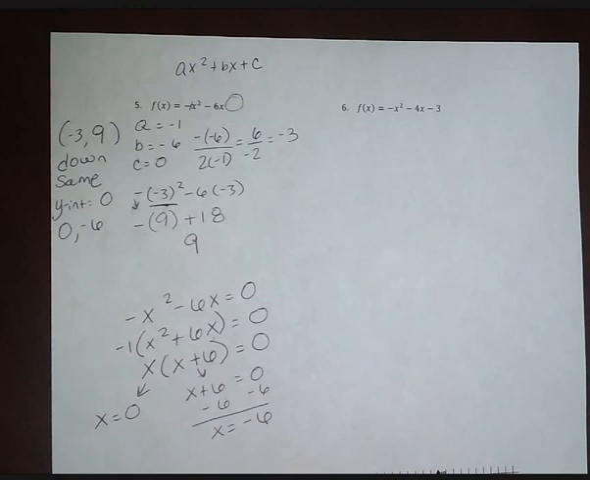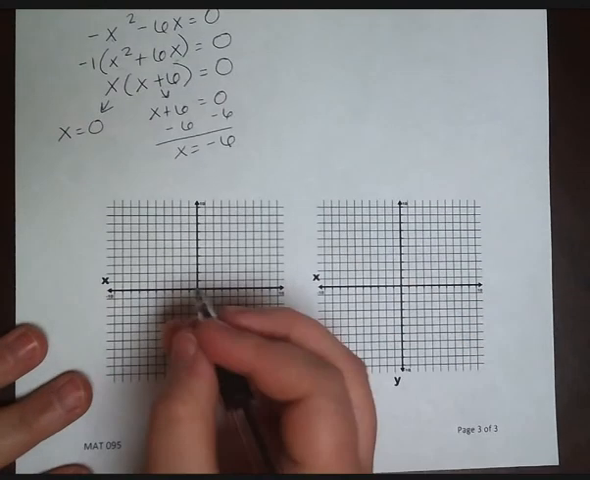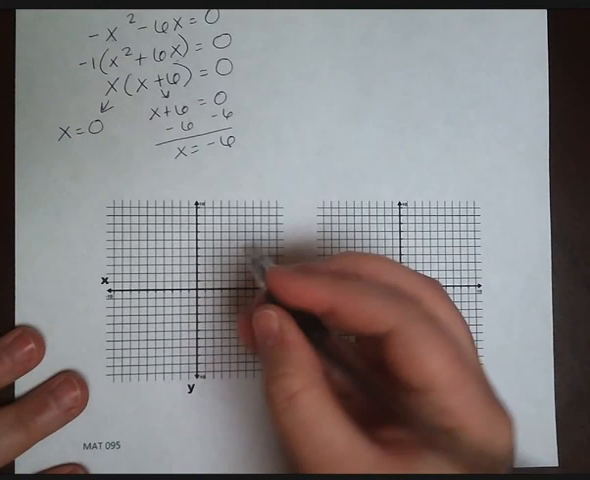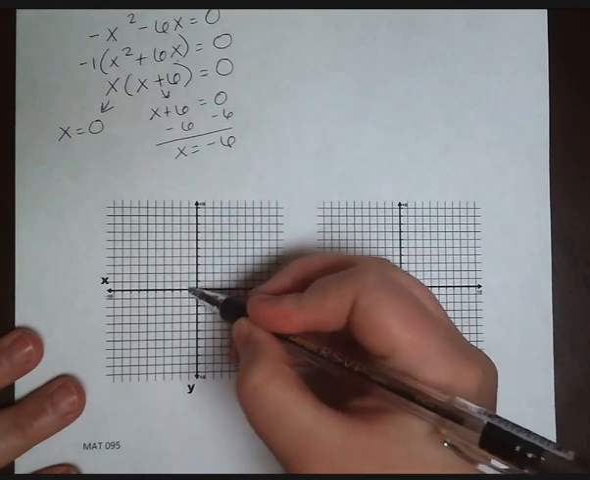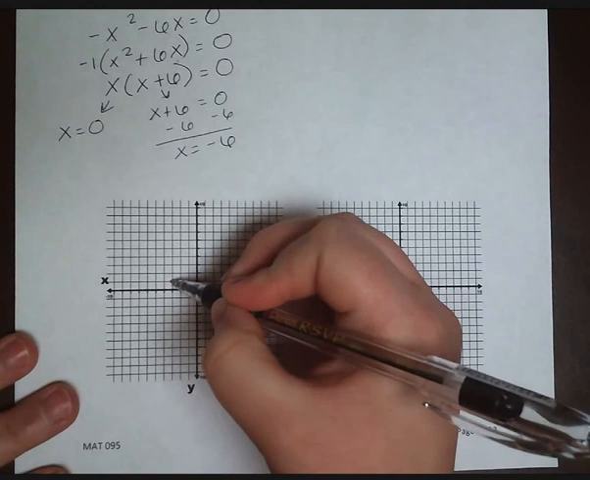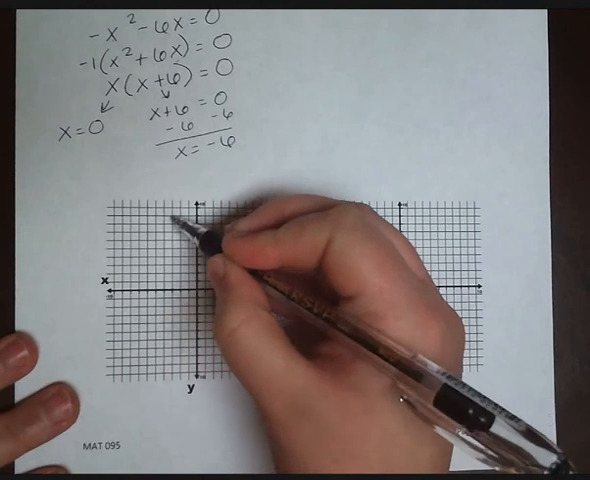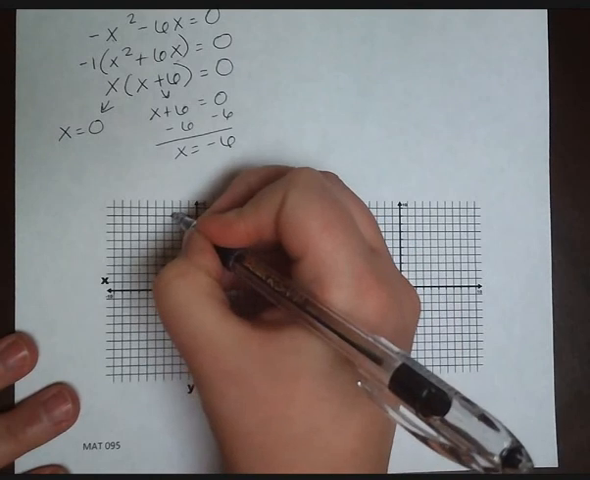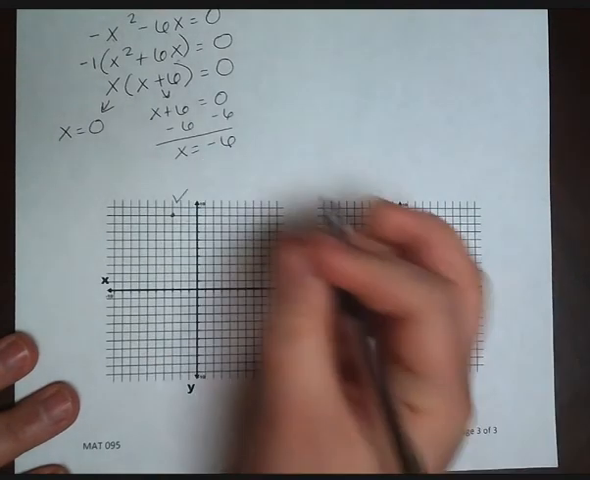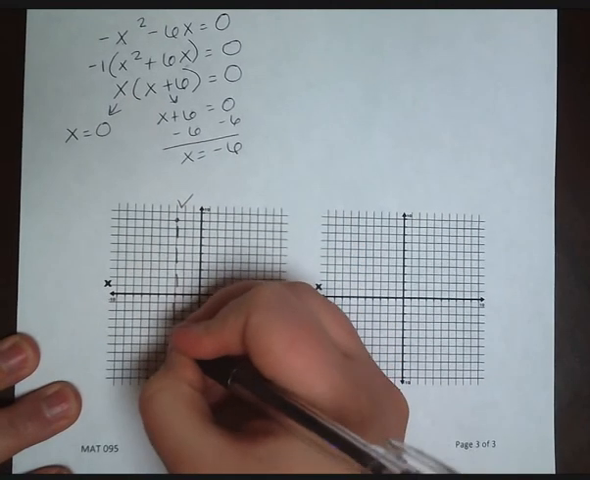So the first thing we're going to do is plot our vertex. It doesn't matter which method you're going to use, you're going to plot your vertex first. So I've got negative 3, 9. So I'm going to start here, and I'm going to go 3 left because it's a negative. And I'm going to go 9 up. Okay, so that right there is my vertex. And I'm going to draw my axis of symmetry just because it seems to help you guys know where to go.